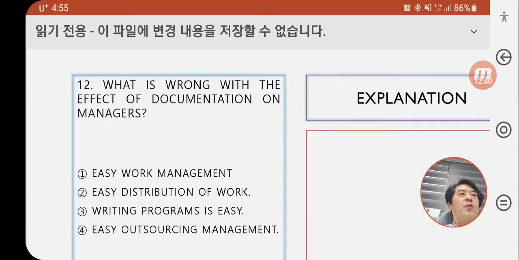What is wrong with the effect of documentation on managers? Number 1, easy work management. Number 2, easy distribution of work. Number 3, writing program is easy. Number 4, easy outsourcing management. What is the wrong answer? The wrong answer is number 3.